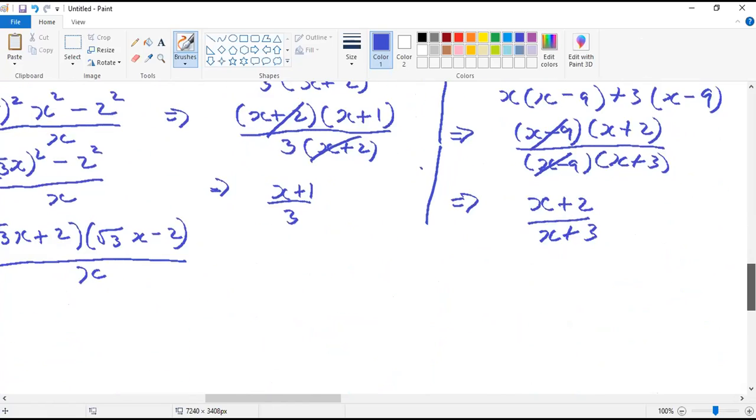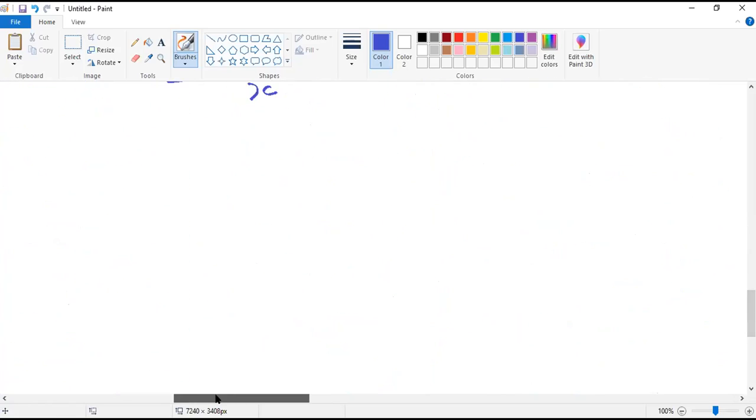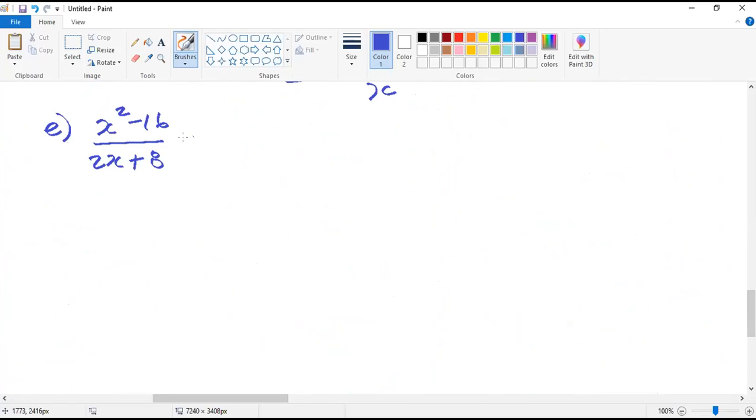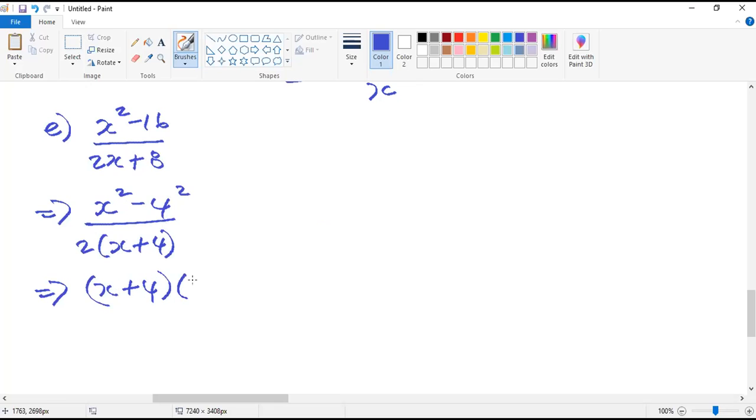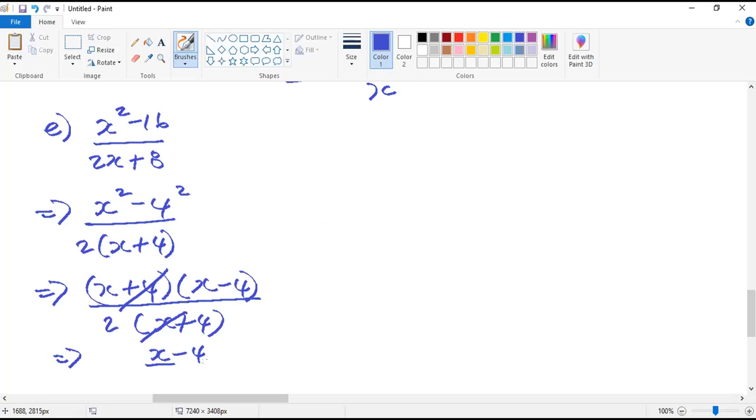All right, so let us do E and F and call it a day. E would look something like so. We're using difference of two squares, so factoring by difference of two squares. And then we can factor out a 2. Let us see what happens now. We get x plus 4 and x minus 4 over 2 times x plus 2. So cancel, and we get x minus 4 over 2.